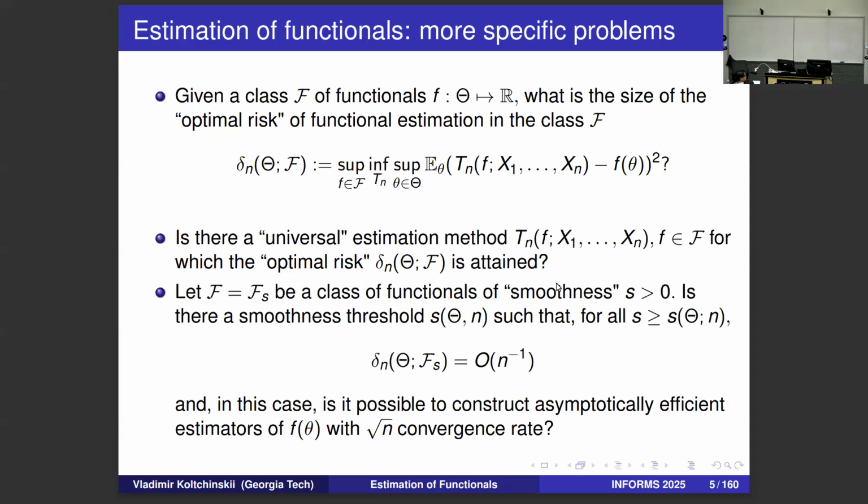And in particular, we will be looking at classes of smooth functionals and try to determine the threshold on the smoothness such that when we are above this threshold, we can estimate the value of the functional with parametric rate. And if we are below the threshold, the rate can be slower. But we want to describe this phase transition, if you wish, in this problem between slow and fast rates.